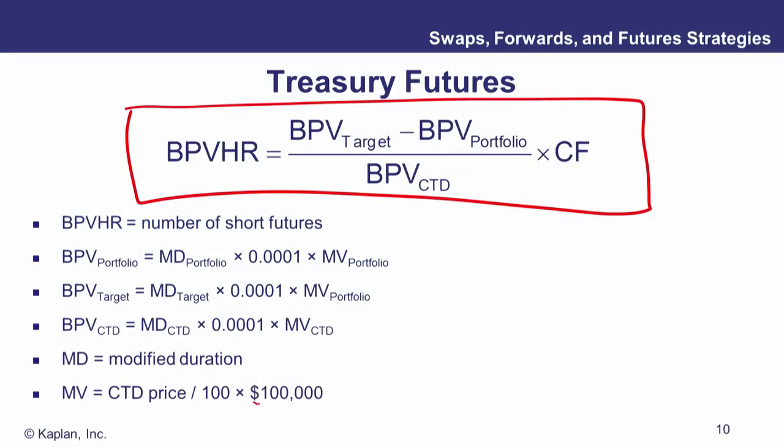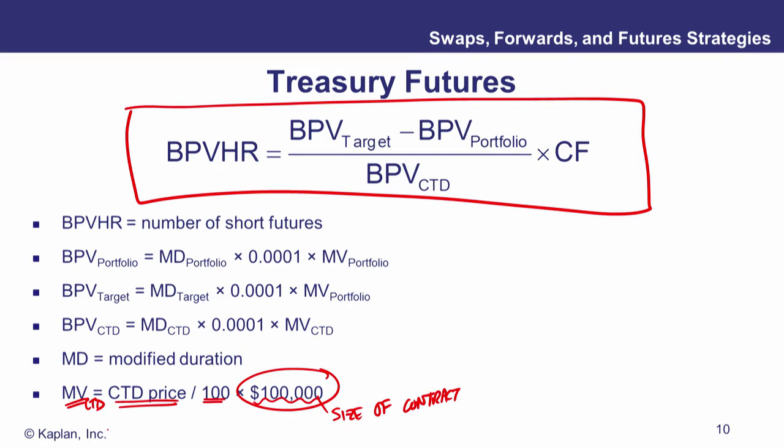Don't forget that one contract has a par size of $100,000. I'd expect you to be told that in a question, but in the unlikely event that you're not told, assume $100,000 for a contract size. So when you're thinking about the market value of the CTD bond that underlies one contract, you can take the CTD price for $100 of par, divide by 100 to get to $1 of par, and then scale up by the size of one contract. So technically that is the market value of the CTD.